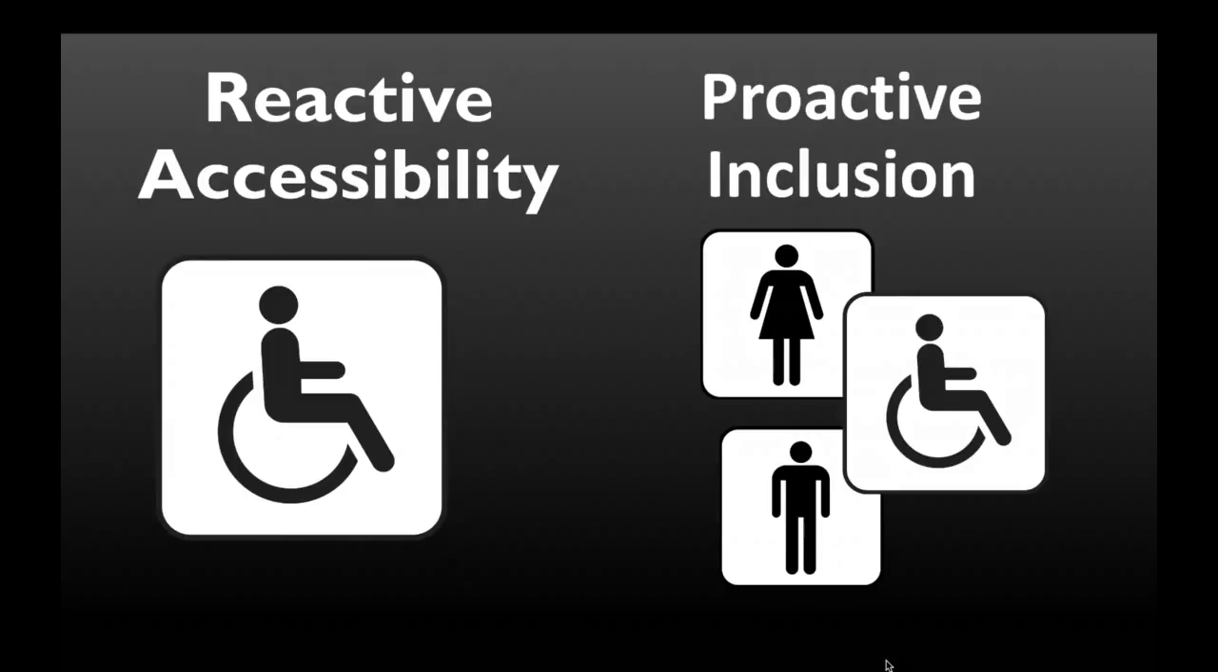This reactive accessibility is often very focused on a specific individual with a specific disability, and is often compliance directed. It's something that you have to do, you're legally required to do. And again, it's essential and important work, but it's very different from this proactive inclusion work, where you're looking at what kinds of things we can do that are going to benefit a number of different students in a number of different contexts.